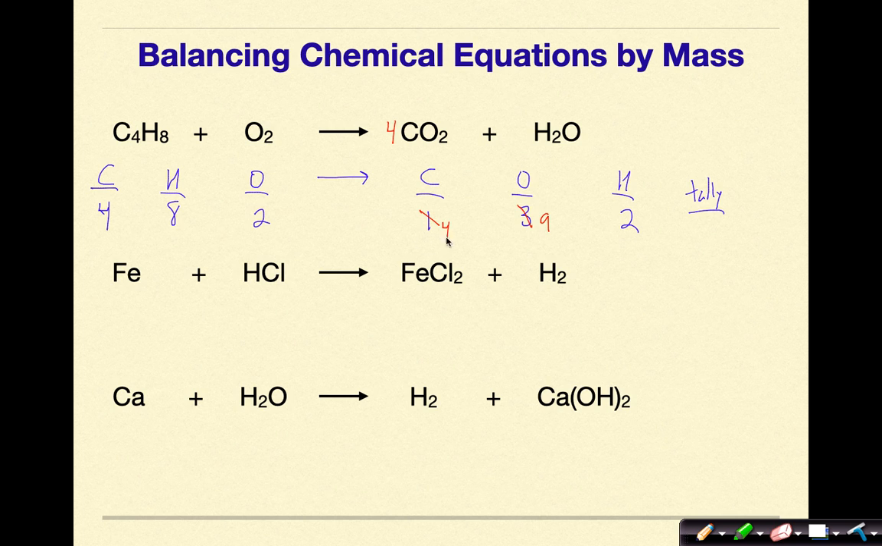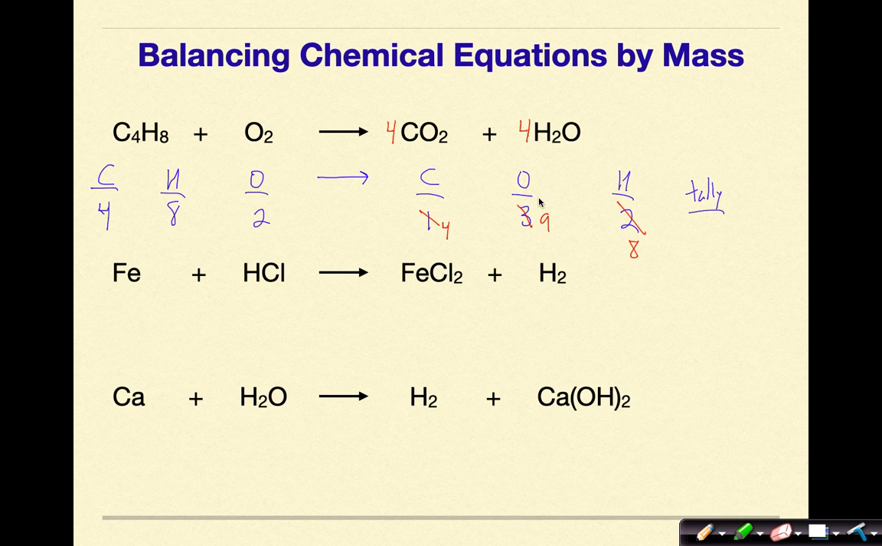Our carbons are in balance, our hydrogens are not in balance, nor is the number of oxygens. 8 hydrogens on the left side, 2 hydrogens on the right side. To balance that, let's put a 4 in front of the product H2O. 4 times 2 is 8 hydrogens.